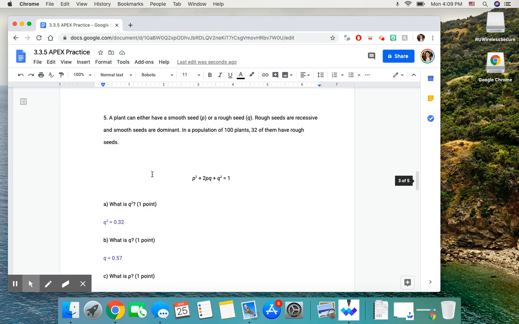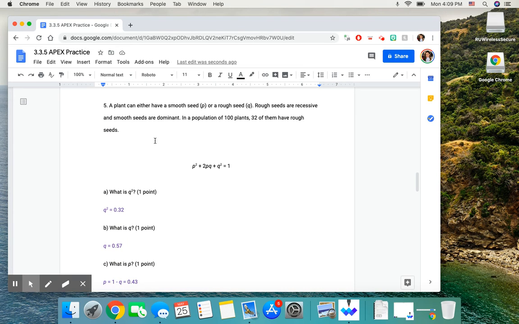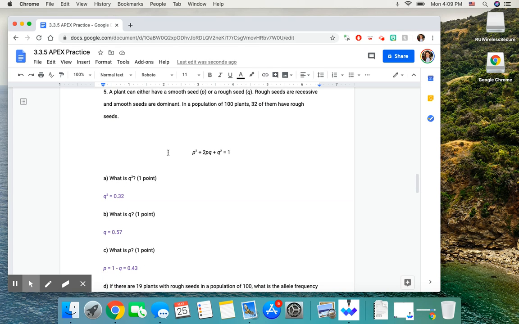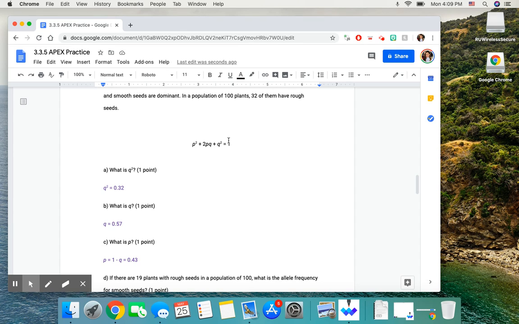Moving on. So number 5, a plant can either have smooth seed P or rough seed Q. Rough seeds are recessive and smooth seeds are dominant. In a population of 100 plants, 32 of them have rough seeds. So I will say that I put a Hardy-Weinberg problem video on our Google website, and the problem that I solved in the video and demonstrated was very similar. Instead of 32, it was 30 out of 100. But I'm going to show you how to solve it with this exact problem.